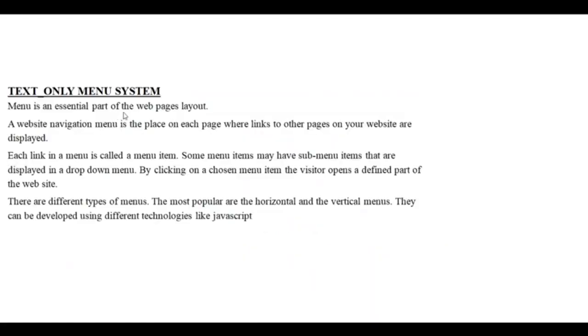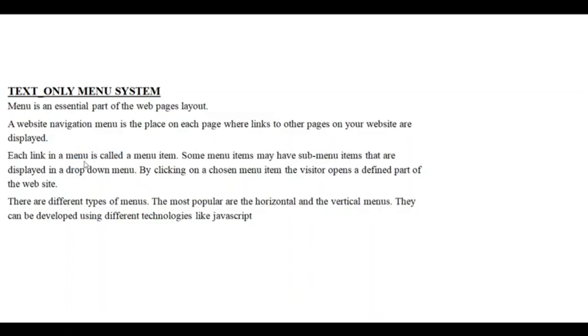Menu is an essential part of the web page's layout. A website navigation menu is a place on each page where links to other pages on your website are displayed. We can provide some links on our web page to navigate to those pages as menus. Each link in a menu is called a menu item. Some menu items may have sub-menu items that are displayed in a drop-down menu.